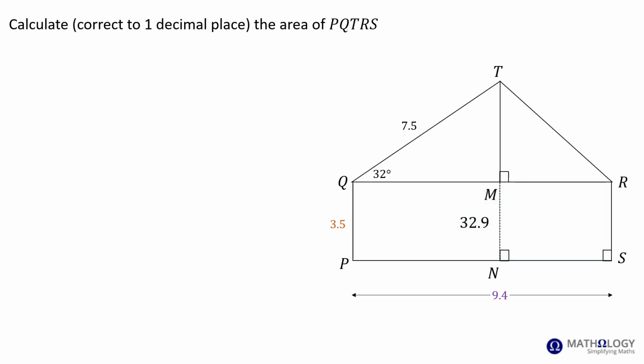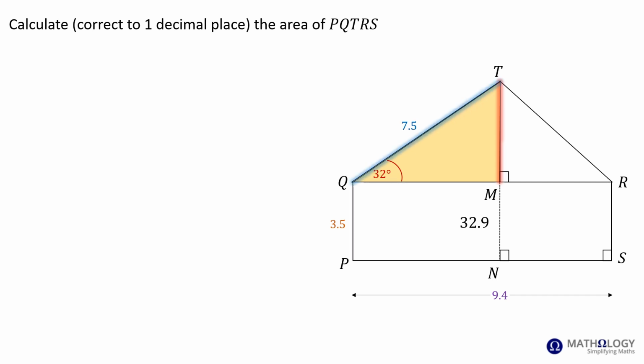The area of a right-angled triangle equals half the base times the perpendicular height. We therefore need to determine the length of both TM and QM, which are the height and base of triangle QTM respectively. Since triangle QTM is right-angled, to determine the length of these two sides, we will use trigonometric ratios. Relative to the angle 32 degrees, TM is the opposite side, and QT is the hypotenuse.